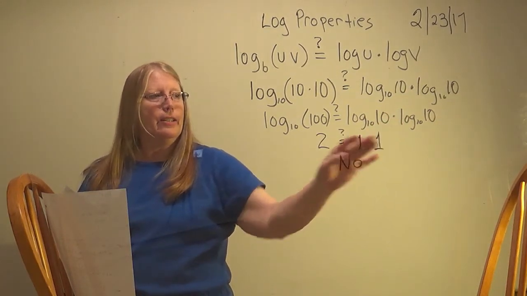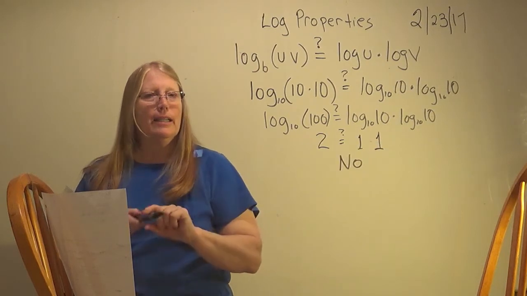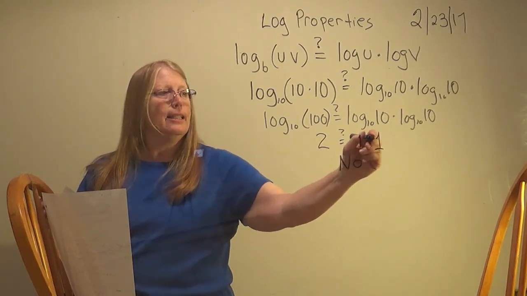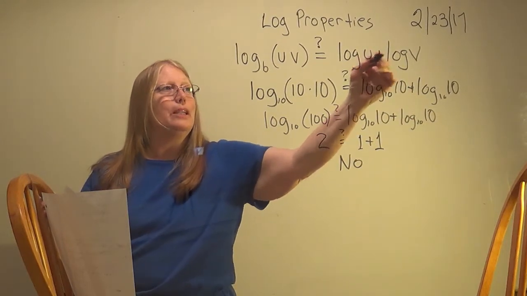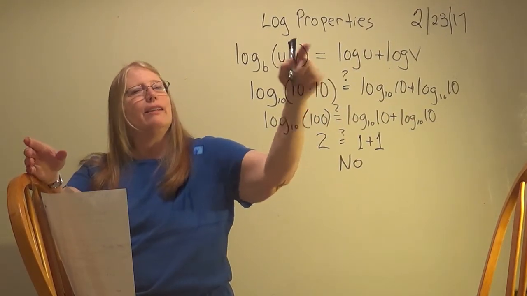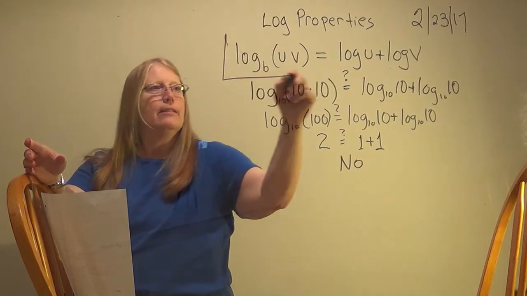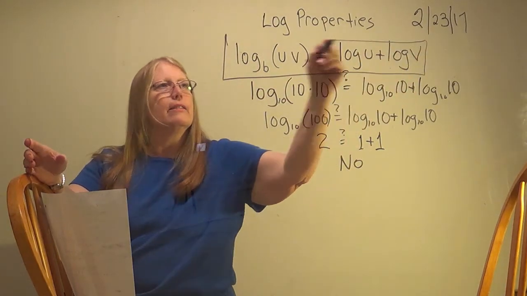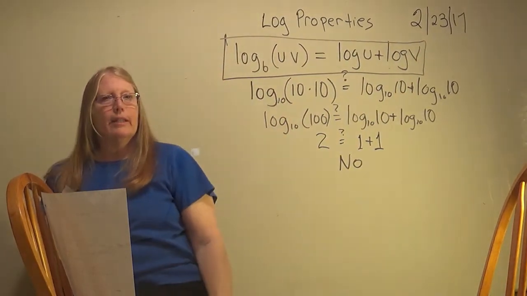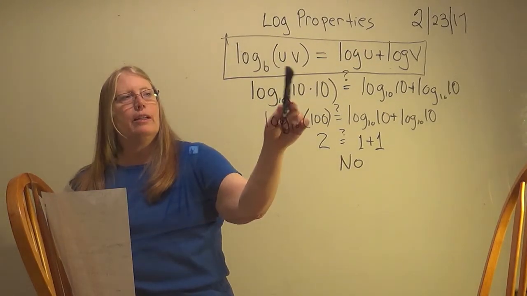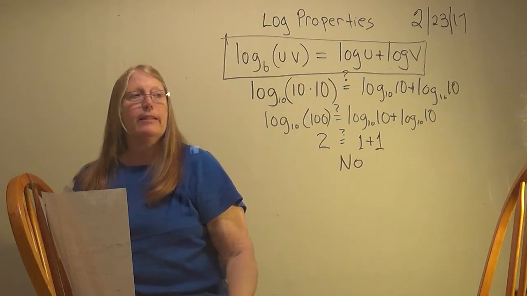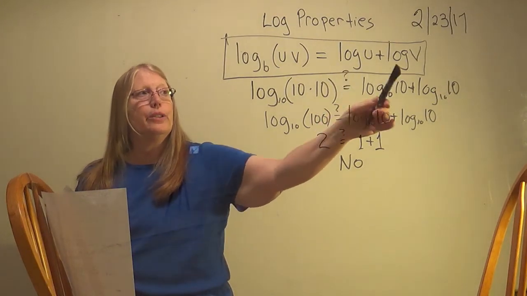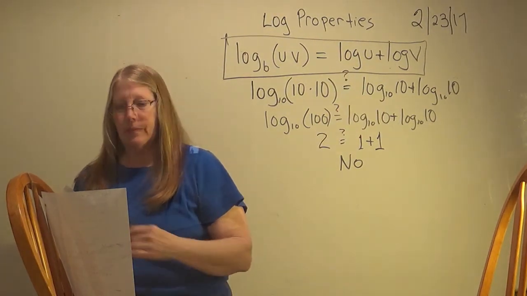Well, I could change this, instead of multiply, to add. So that means this would be add, this would be add, and this would be add. And sure enough, that's the first law of log properties. Turns out if you have two quantities multiplied in the argument, it's the same as taking their individual logs and adding them.